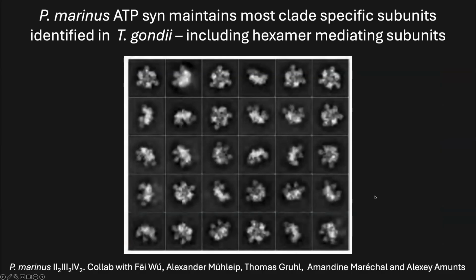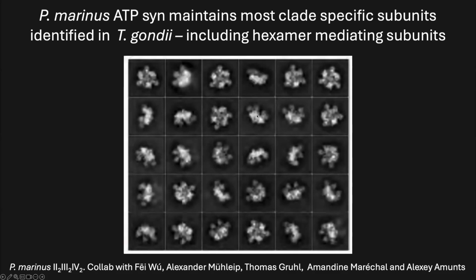And so we went and looked into structural work that was performed by a former collaborator of ours, Alexei Amunds, and people in his group. So they have solved the structure of Perkinsus marinus supercomplex between complex 2, 3, and 4, so a different supercomplex to the one I described a minute ago. And within that prep, they also had on their grids other higher order complexes from the mitochondria, including ATP synthase, and they could find the same ATP synthase hexamers that we reported in Toxoplasma.